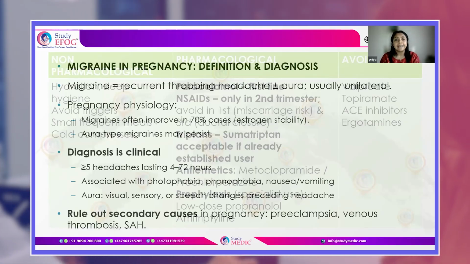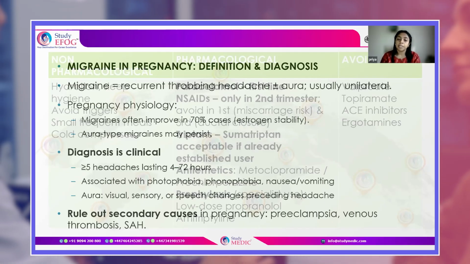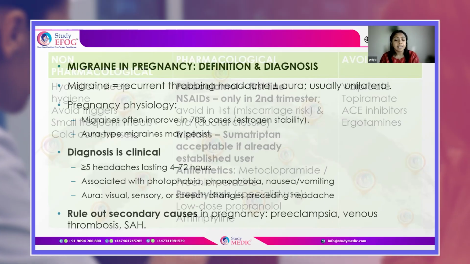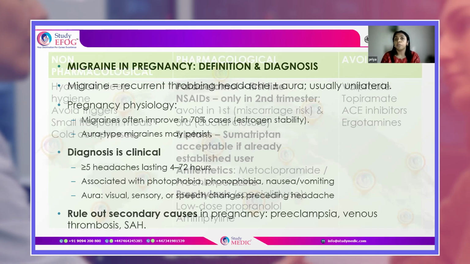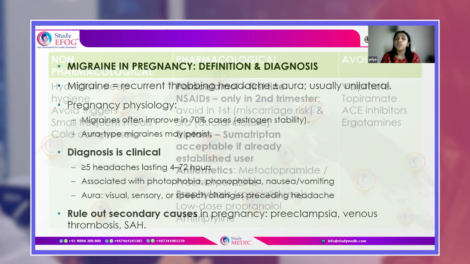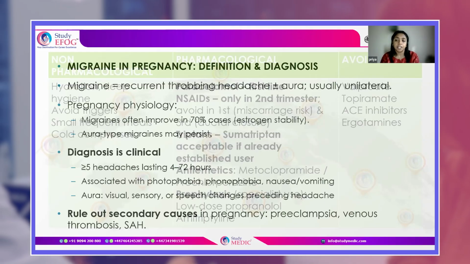Apart from this, additional drugs that can be used are antiemetics like metoclopramide and prochlorperazine, and prophylaxis. Prophylaxis is generally low-dose propranolol and amitriptyline. We need to remember, without a proper recommendation by a specialist, we are not going to start the woman on these prophylaxis medications. The drugs that need to be avoided in pregnancy for sure are valproate, topiramate, ACE inhibitors, and ergotamines.